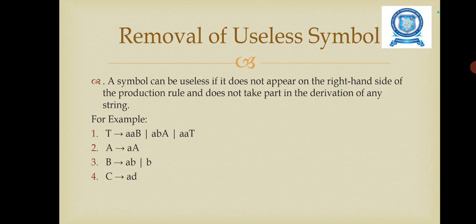Likewise, the production A tends to AA is also useless. There is no way to terminate it. If it never terminates, then it can never produce a string. So it is also a useless symbol. To remove the useless production A tends to AA, we will first find all the variables which will never lead to a terminal string, such as variable A. So we can remove all the productions in which the variable A occurs.